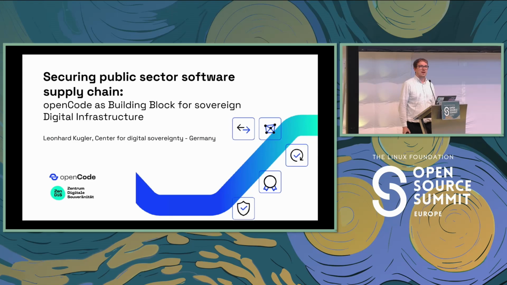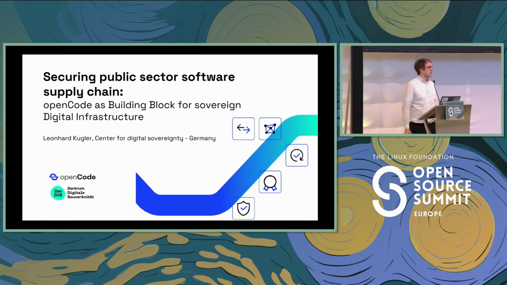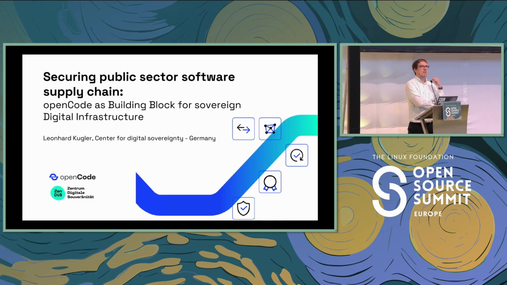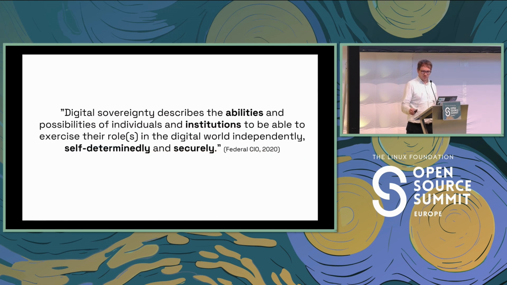I'm Leonhard Kugler. I'm from the Center for Digital Sovereignty in Germany, and today I want to talk a bit about the public sector perspective in Germany on how to secure the supply chain for open source software in the use of the German government. Before I go deep into the technical part, I want to give a brief introduction to our understanding of digital sovereignty in the work we're doing.